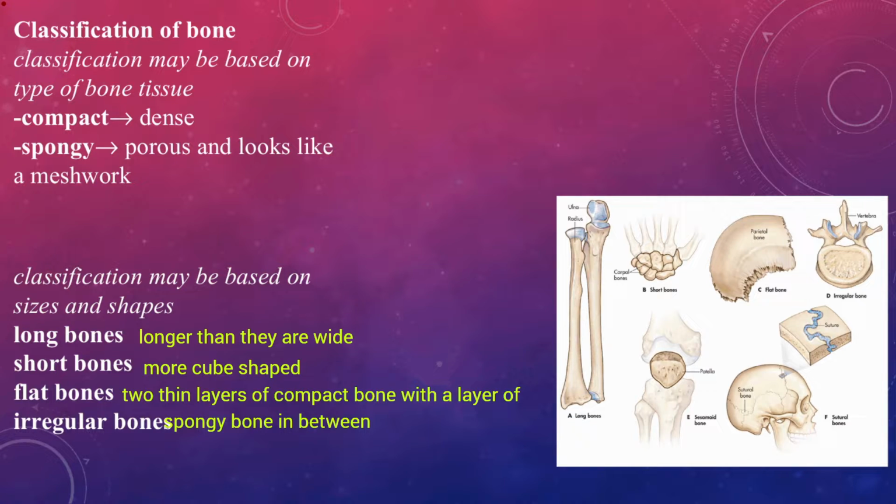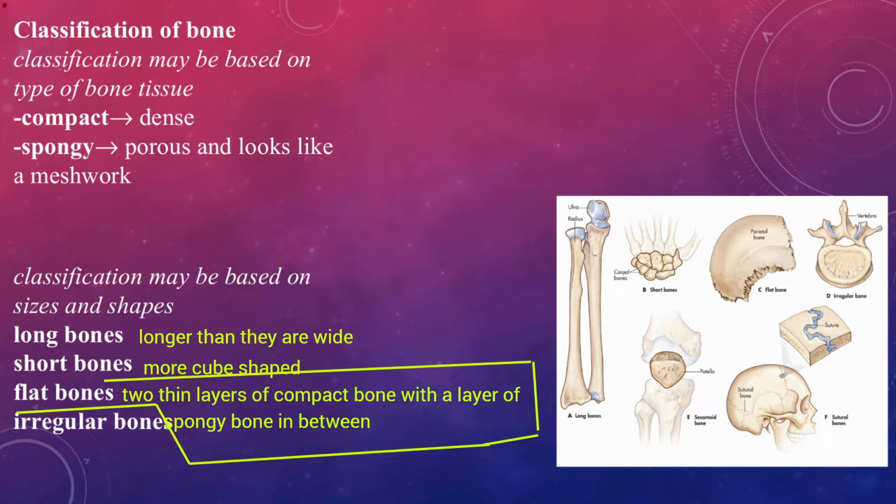Flat bones, and I need to make it clear that this is for that. Okay. So flat bones are two thin layers of compact bone with spongy bone sandwiched in between. And irregular bones are oddly shaped and don't fit into any other category.